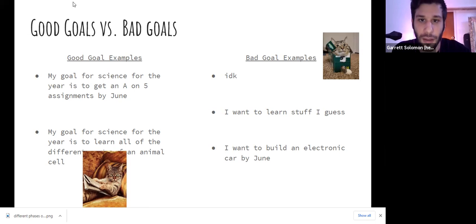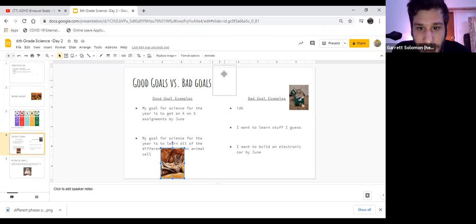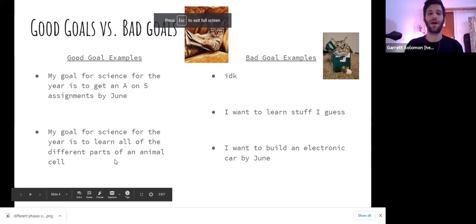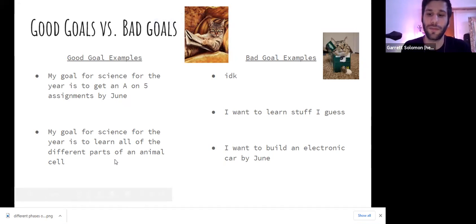Hold on, when I added writing here, I'll move this cat up here. Let's give another good example. My goal for the year, or for before June, is to learn all of the different parts of an animal cell. There aren't too many parts of an animal cell, so in terms of memorization, this is a pretty realistic one. It's specific, because you're doing a very specific thing, which is learning the parts of the animal cell, and it's measurable, right? Because there are only so many parts of an animal cell, and you can check in with yourself and say, okay, I've memorized half of them, or I've memorized 25% of them.